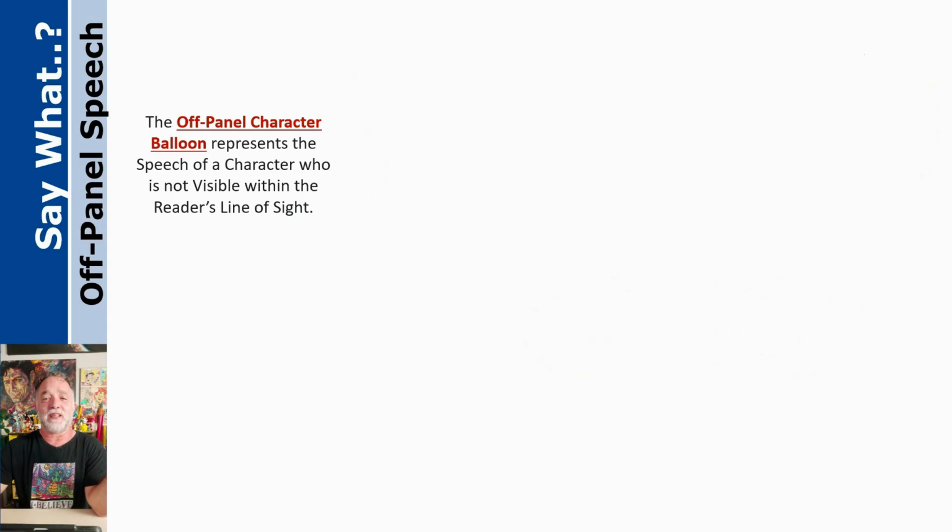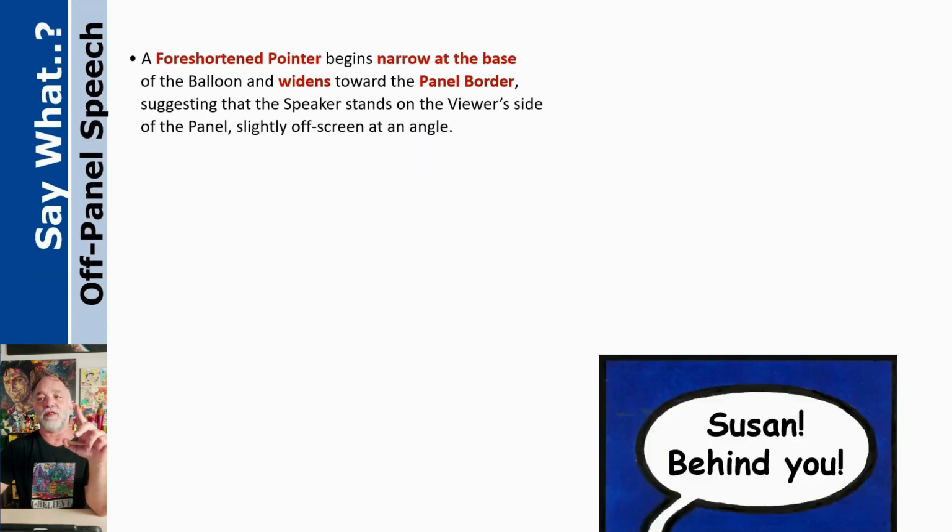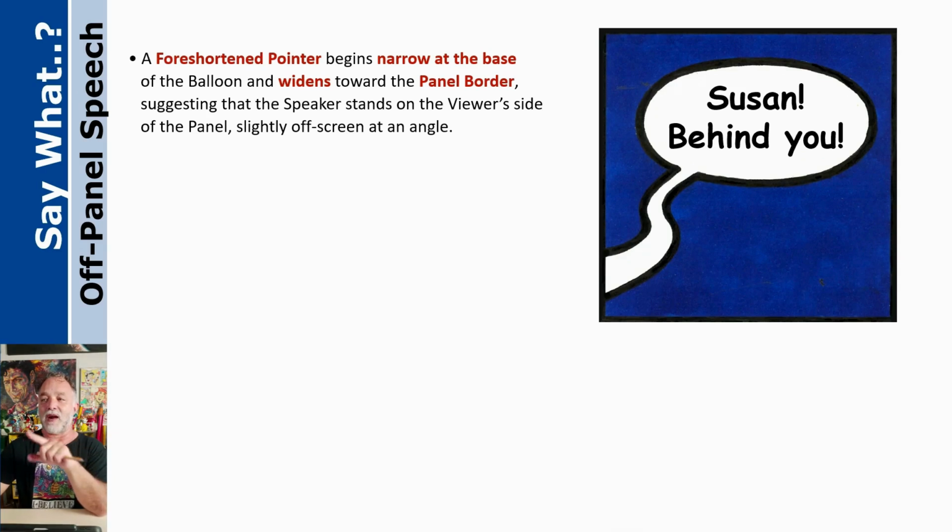Finally, we get to the character that's not even in the picture, presented by the off-panel character balloon. It's a character who's not visible within the reader's line of sight. This can be achieved in different ways. First of all, very simple, you have the pointer exit the panel in the direction from which the voice originates. The second alternative to this is the foreshortened pointer. It's narrow at the base of the balloon and it widens towards the panel border. This not only suggests that there's another character speaking, but also it gives you direction.